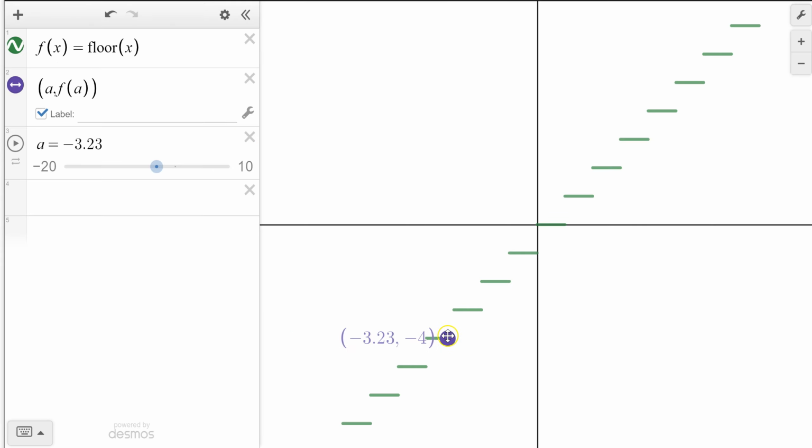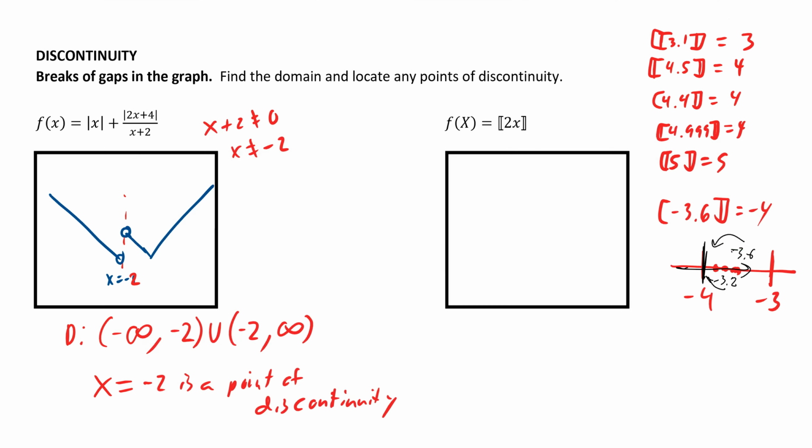So see, all of these are negative 4. But as soon as you hit negative 3, now it's negative 3. But negative 2.86 is still negative 3, negative 3, negative 3, right? And so on, and so on. So with the negatives, it's always the number right before. All right, so let's look at what that means. And we just have to write our steps on there.